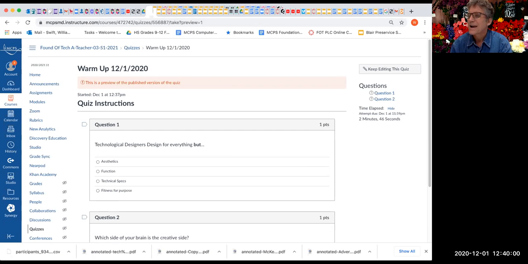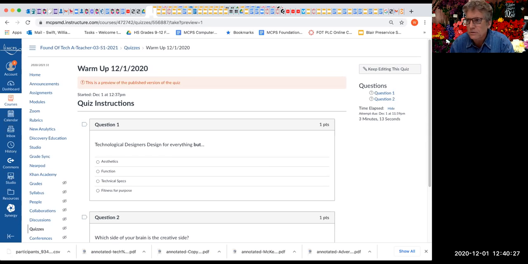Technical specs. No, that's the engineers. Remember, the engineers are the technical ones. So the technological designers, and you're right, it makes sense that a technological designer would make a technical spec, but what I was trying to get at was the idea that they are designing for humans.